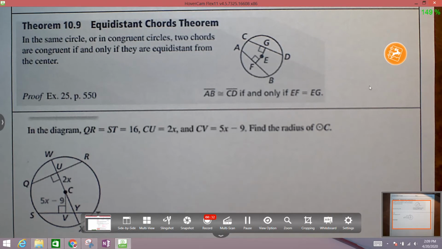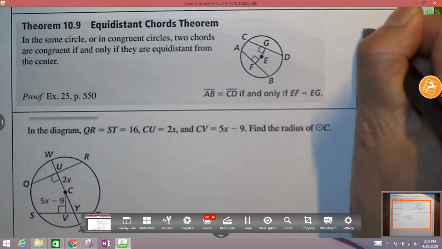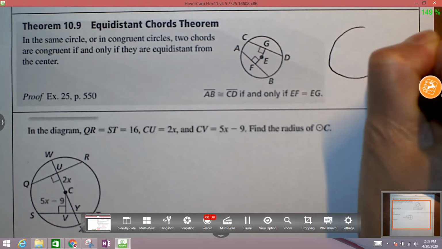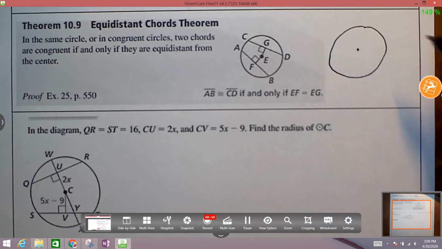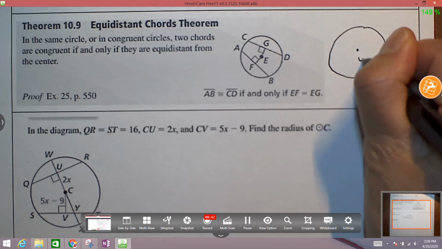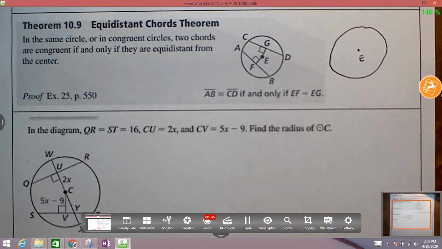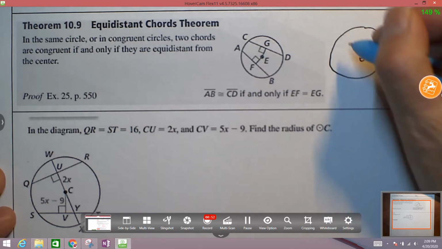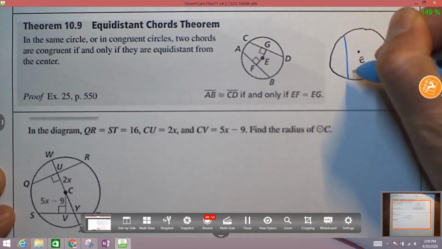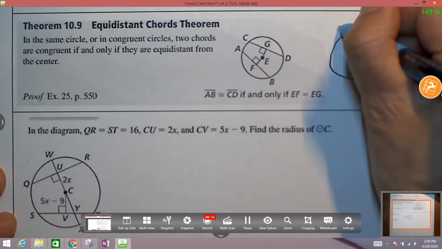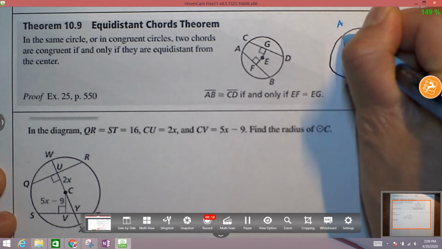Okay, let's start off with just kind of freehand a circle. Make it nice and big. We'll draw the center. We're going to label the center E. Okay, and in the circle we have two chords. These are not special in any way. They don't hit the center. They're not diameters. We have one chord over here, and we're going to label this chord segment AB.